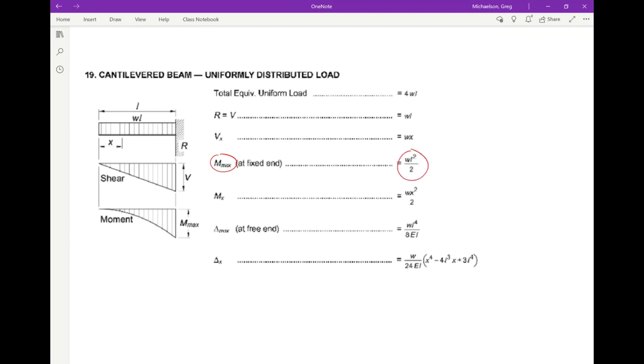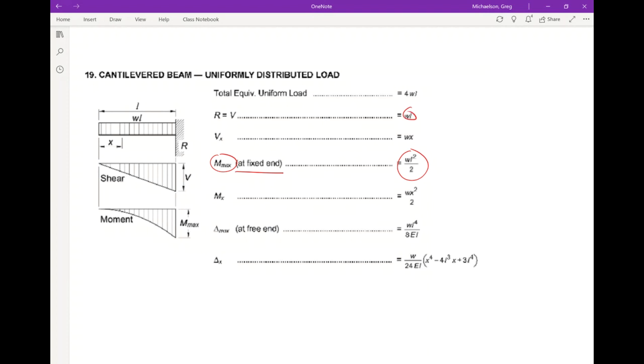And then I also want to make sure that everybody's clear as to where that occurs. That occurs at the support, at the fixed end, okay? So that's maximum moment. What about maximum shear? Well, we've got two equations here. One says WL and one says WX, okay? WX is an equation for shear as a function of X. So we're not going to use that one. We're going to use this one. We need a constant value for shear.